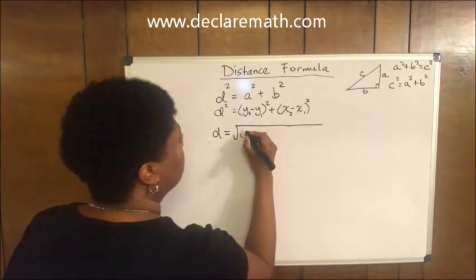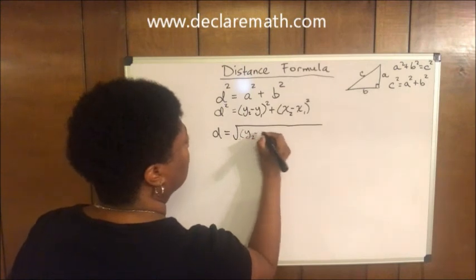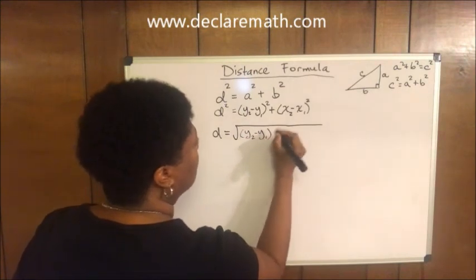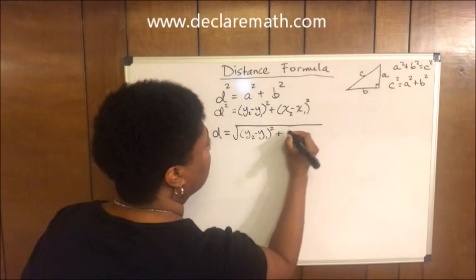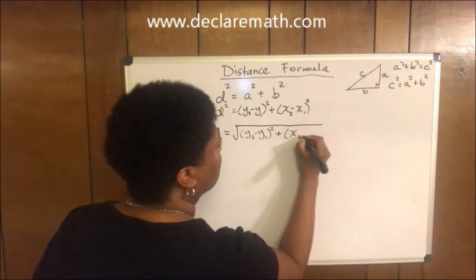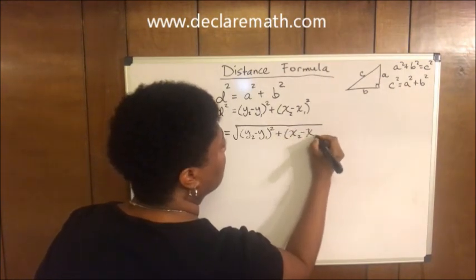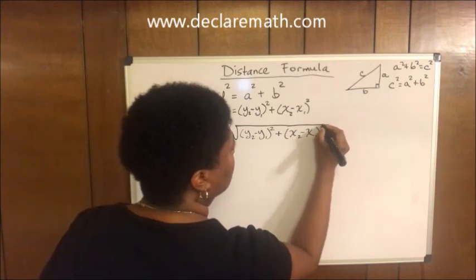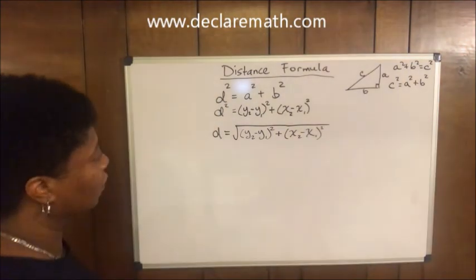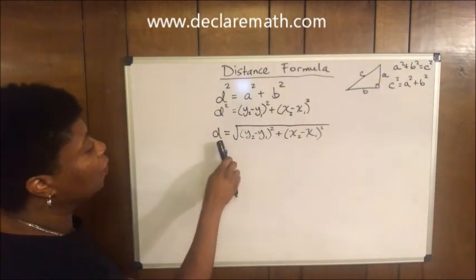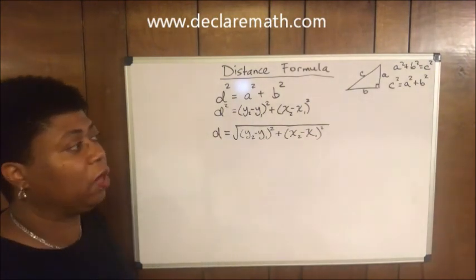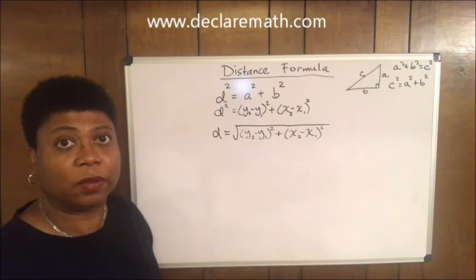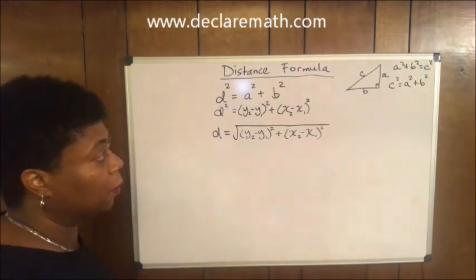So we're going to take the square root of all this stuff here. Alrighty. And so when we do that, we end up with the distance formula. Okay, that's how we derive it.